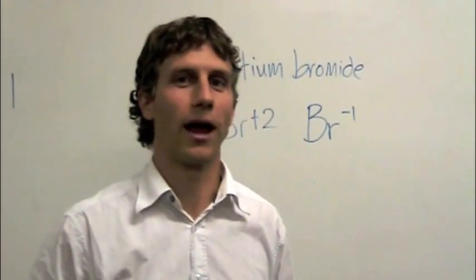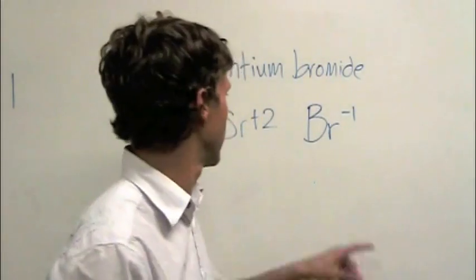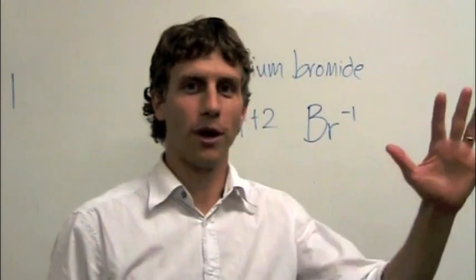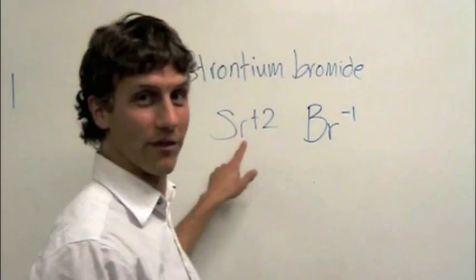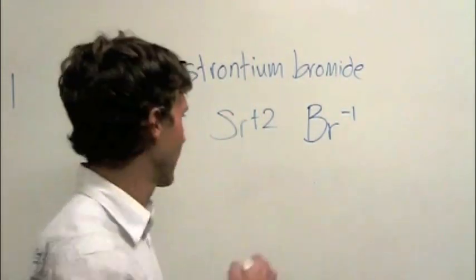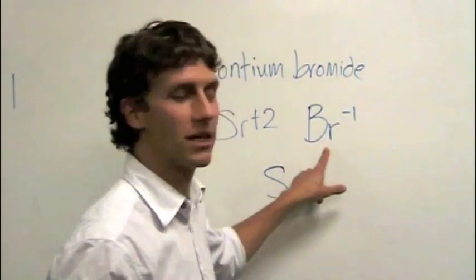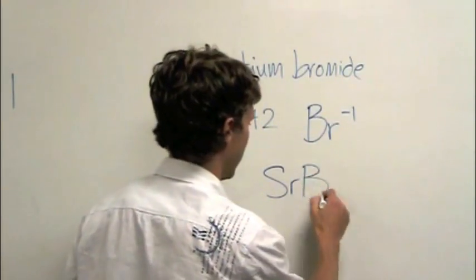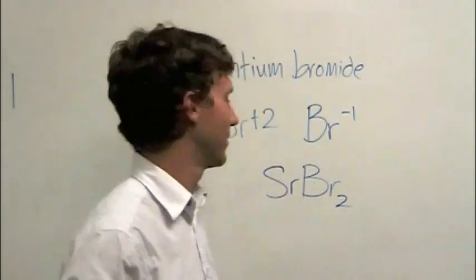And so we have to figure out how many of those will bond together. The lowest common multiple of the charges, 2 and 1, is 2. And so we need 2 positive charges, 2 negative charges. Pretty easy. So how many of these do we need to get 2 positive charges? Just 1. And how many bromides do we need to get 2 negative charges? 2. That's pretty simple, right?